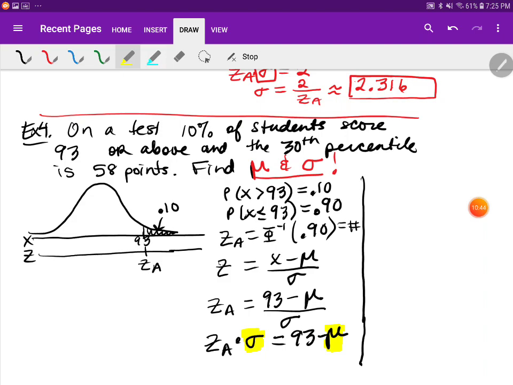And so we kind of give up right there for a minute and we say, okay, well, did they give me any other information? So what other information did they give me? So let me do this one in blue so you can see it better. They said that the 30th percentile, okay, what does 30th percentile mean? So 30th percentile means 30% are at or below this value.